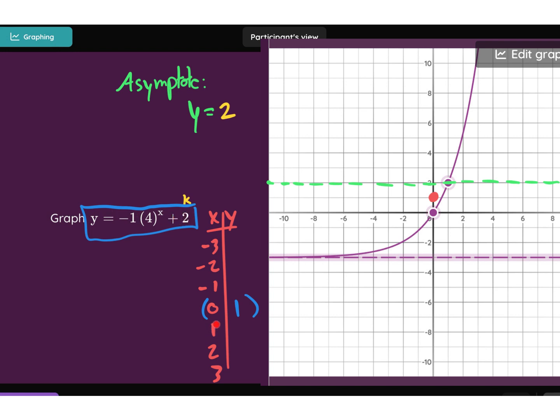So let's plug in the number 1. So 4 to the 1 is 4. 4 times negative 1 is negative 4. And negative 4 plus 2 is negative 2. So when I plug in a 1, I get out a negative 2.